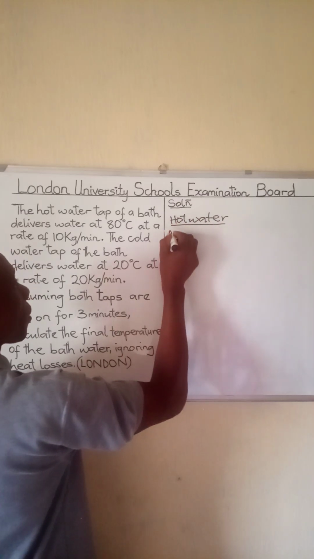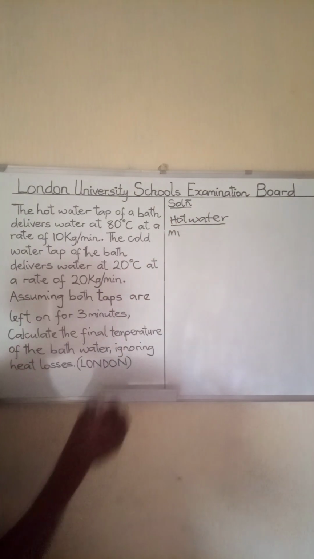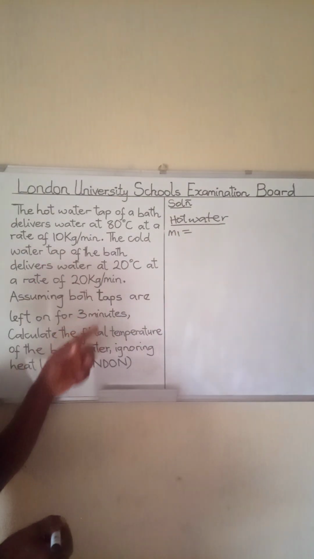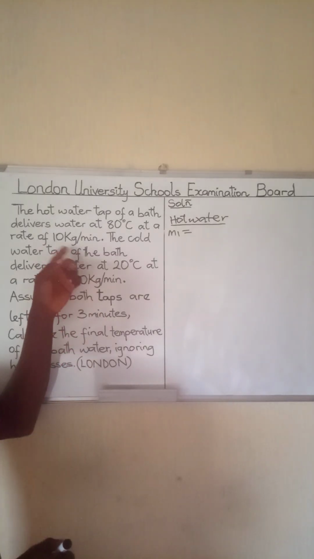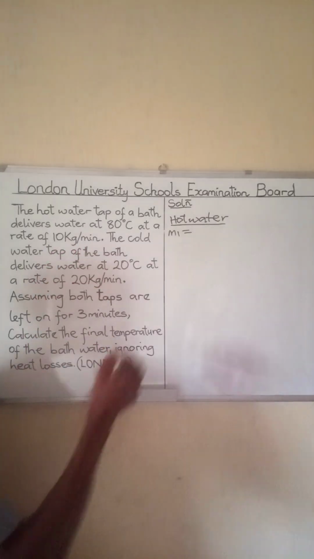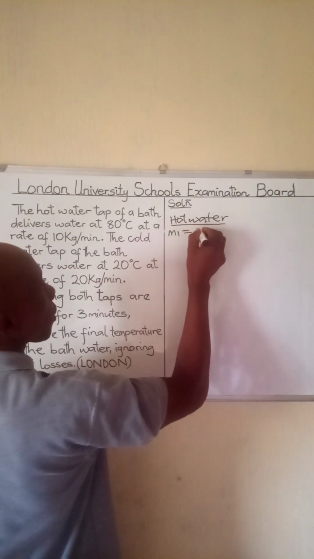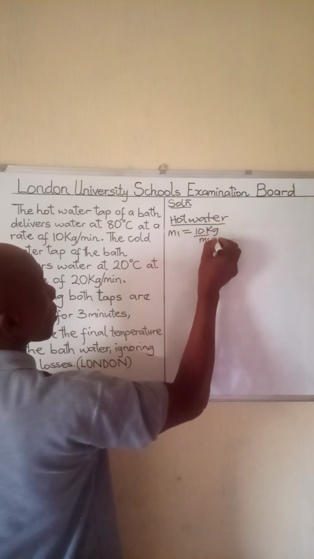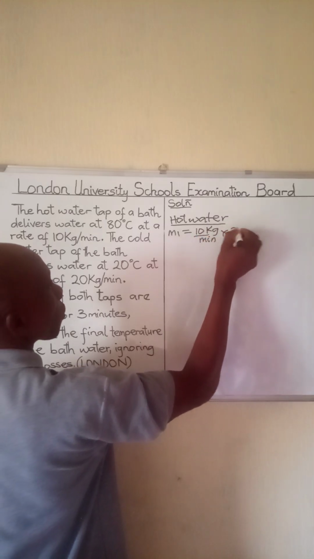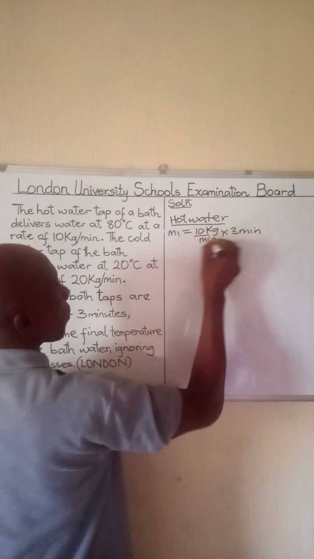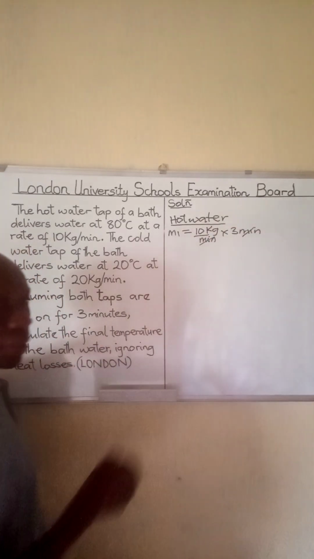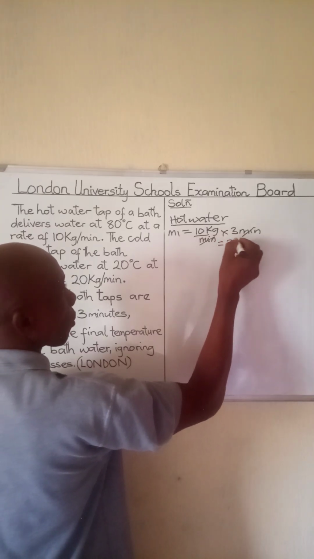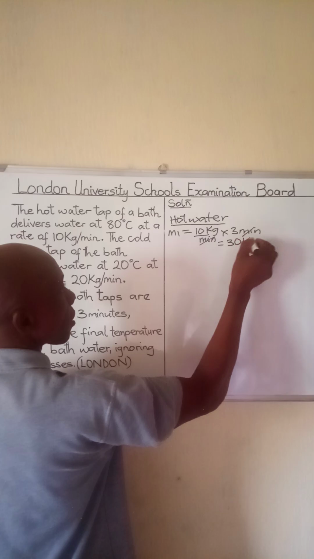Let the mass of hot water be M1. And what would that mass be? If the rate of flow of hot water is 10 kilograms per minute and the tap runs for 3 minutes, the mass will be 10 kilograms per minute multiplied by the duration, which is 3 minutes. Okay, so the minute will do away. 10 times 3 gives us 30. So the mass of hot water that flows for 3 minutes is 30 kilograms.